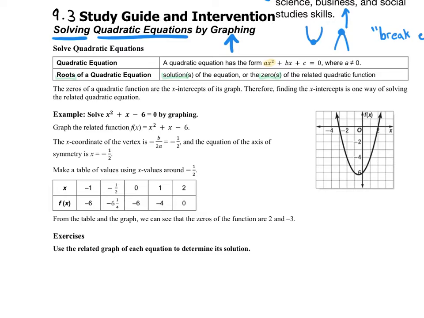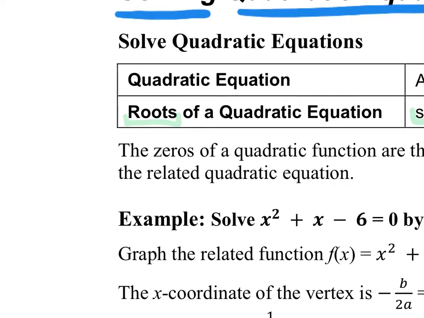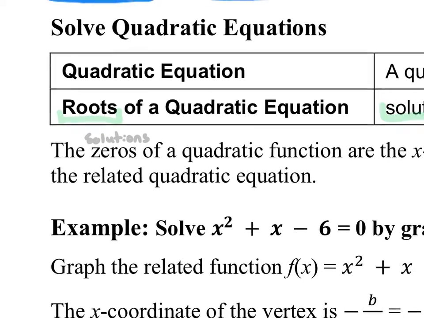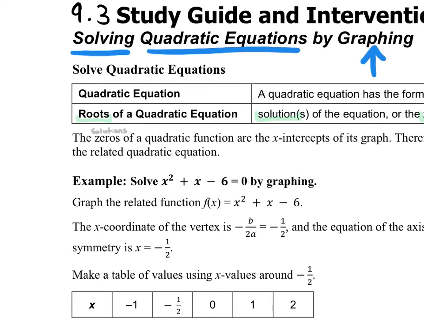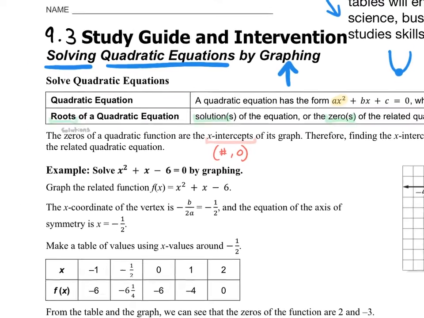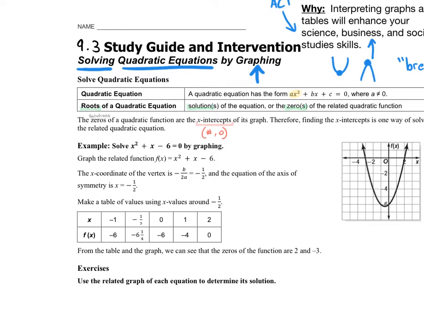So here it says the zeros, so that you're like, well, what's that mean, Mr. Cottle? Zeros is just another word for solutions. The solutions of a quadratic function are the x-intercepts. That's going to be the key. And if you remember, x-intercepts are coordinate points that are always some number, comma, 0. Therefore, finding x-intercepts is one way of solving the related quadratic equation.